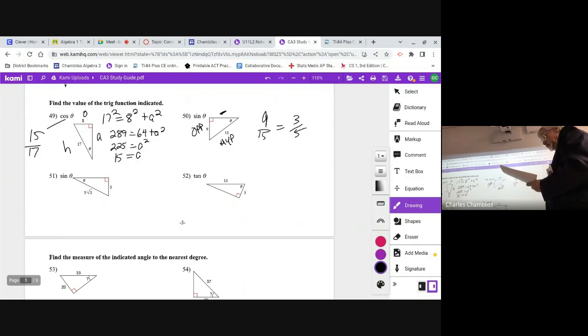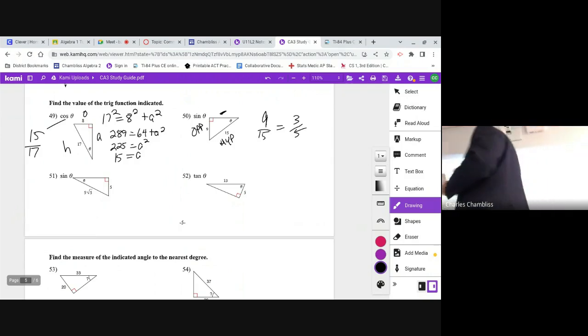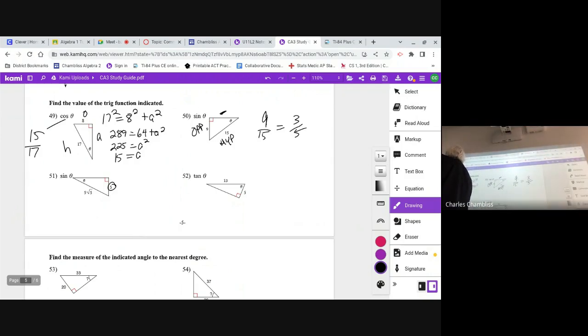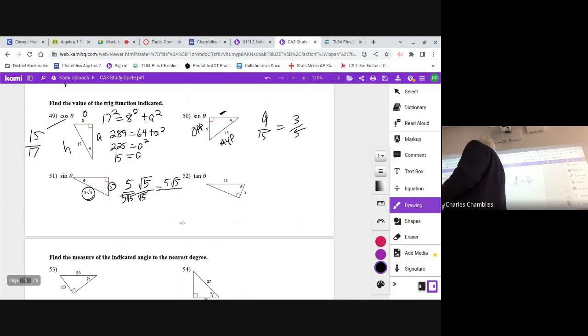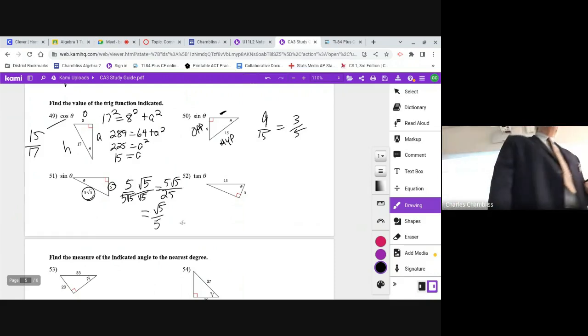Number 51, again, opposite over hypotenuse. That's going to be 5 over 5 square root of 5. You can't leave a radical in the denominator, so you have to multiply it by square root of 5 over square root of 5. That leaves 5 square root of 5 up top, and on the bottom, 25, which then simplifies to square root of 5 over 5. That's just rationalizing the denominator.